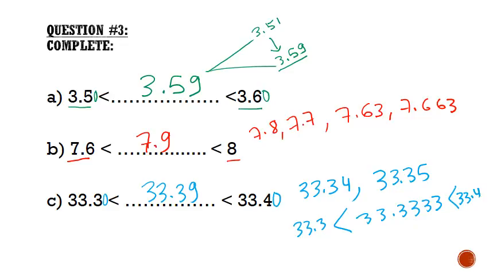Right? Because if I want to compare them, I compare the first digit. What do I have here? 3. And what do I have here? 4. 4 is greater than 3, so I'm still less than 33.4. Is it clear? Yes. Good.